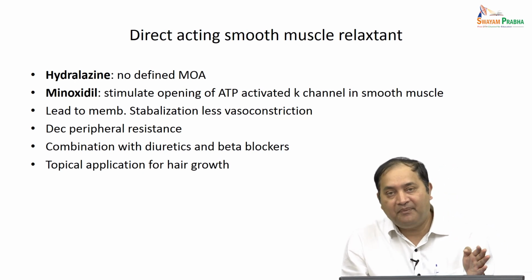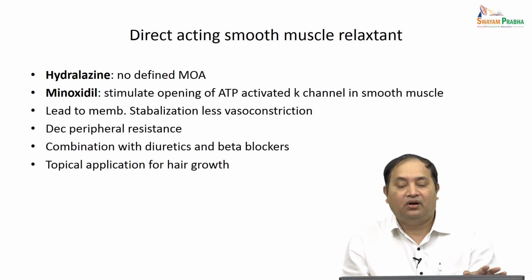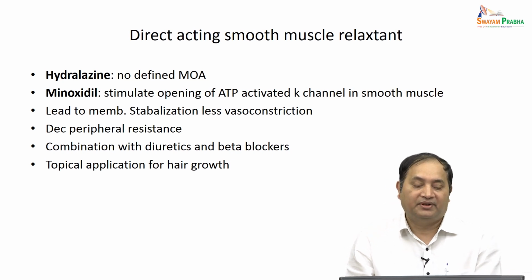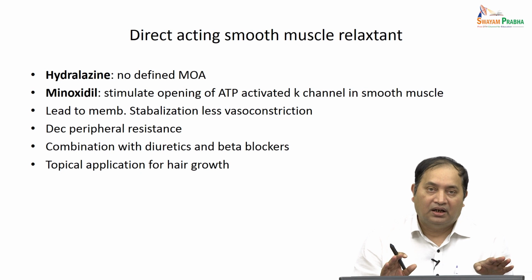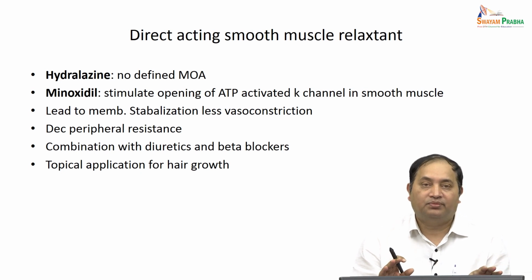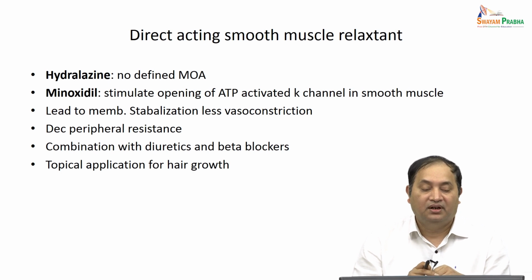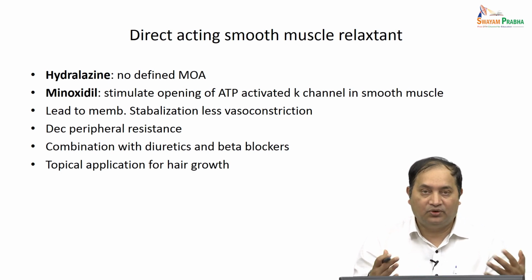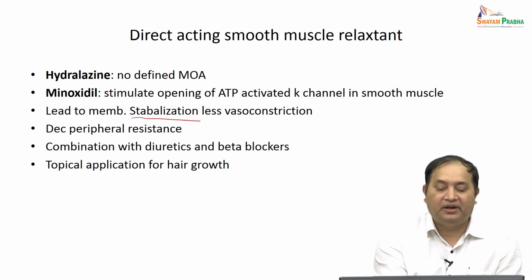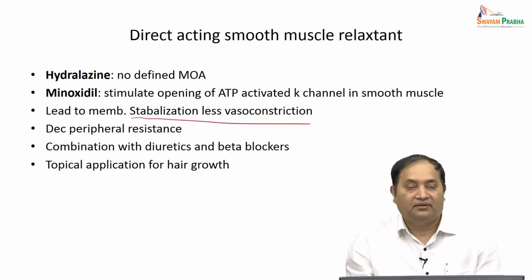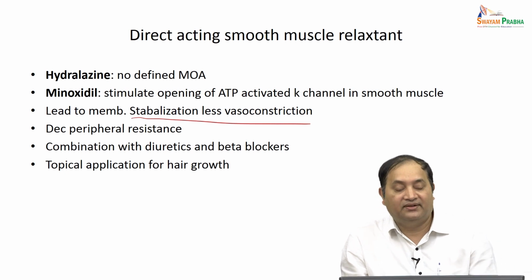Now, some act directly as a smooth muscle relaxant in the vessels, though hydralazine is a potent vasodilator. Of course, there is no clear mechanism of action, but another drug you can say is minoxidil. Now, what does minoxidil do? It basically stimulates opening of the ATP-sensitive potassium channel in smooth muscles. Because of that there are vasodilation properties, and it leads to stabilization against vasoconstrictors, and it decreases the peripheral resistance.